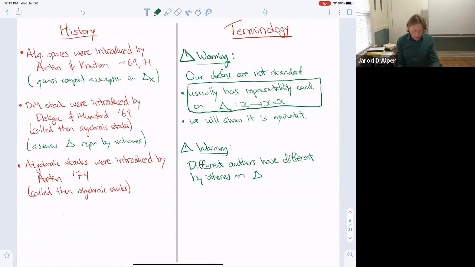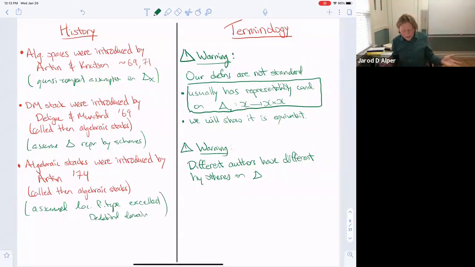And then finally, Artin had other assumptions in his definition. He basically assumed that everything was locally of finite type over an excellent Dedekind domain.